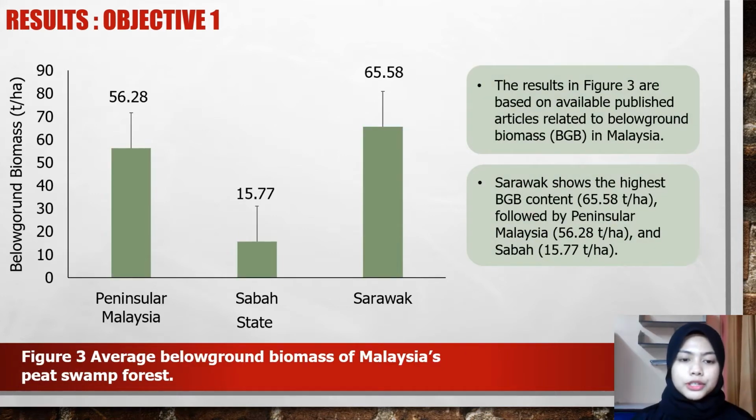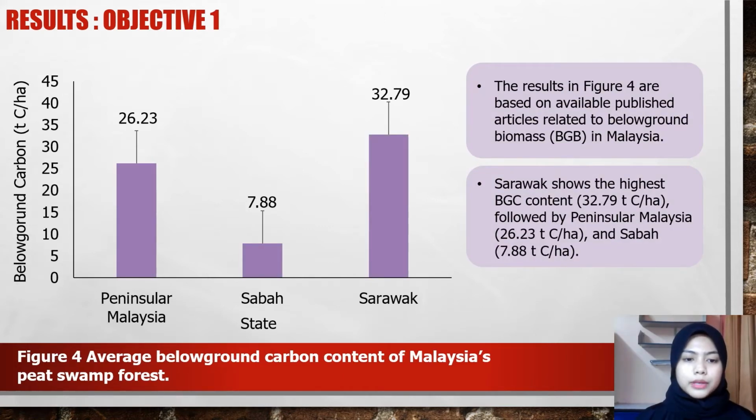Next, figure 3 shows the average below ground biomass of Malaysia's peat forest. As you can see, still Sarawak has the highest below ground biomass, in ton per hectare, followed by Peninsula Malaysia and Sabah. But here we can see below ground biomass is slightly lower compared to above ground biomass.